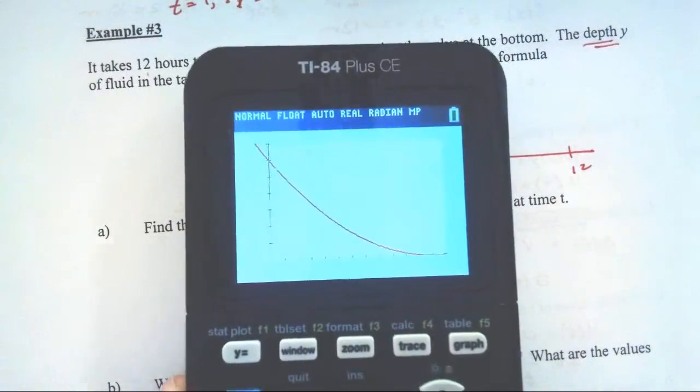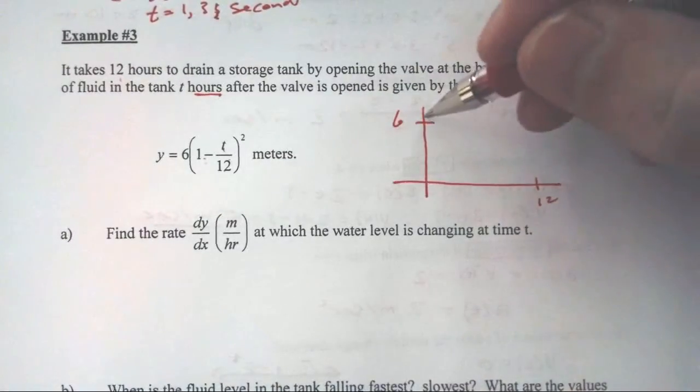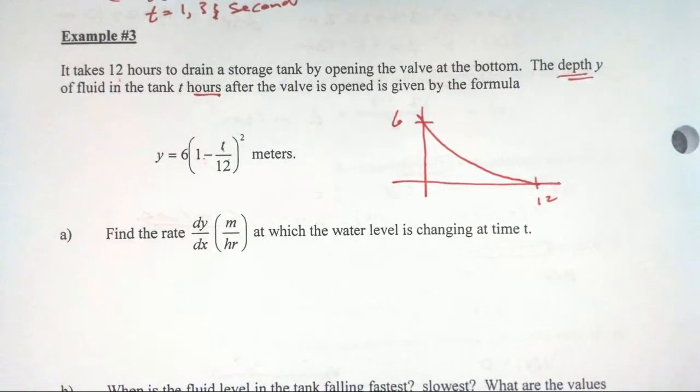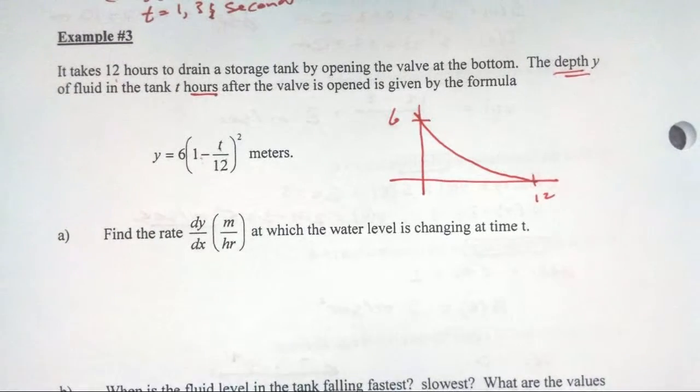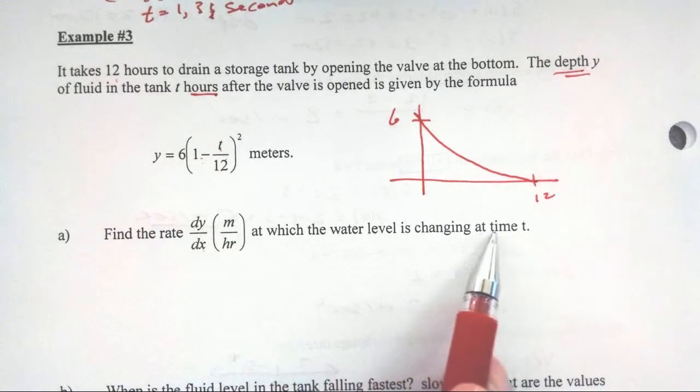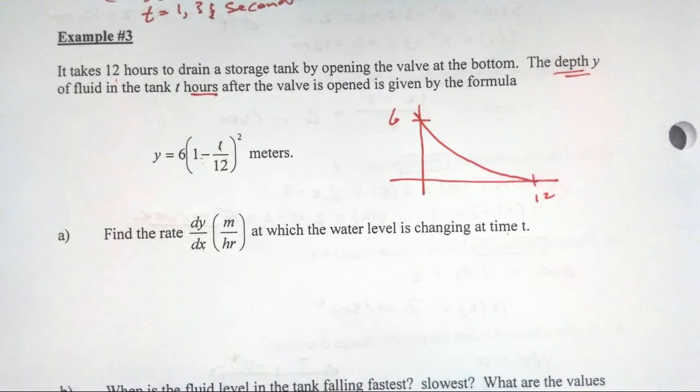looks like the left side of a parabola, so it has a curve coming down to it. So we're looking at something along the lines of this. I'll have that there just for interpretation, though I don't need that for this. This just says find the first derivative, the rate at which the water level is changing at time t.